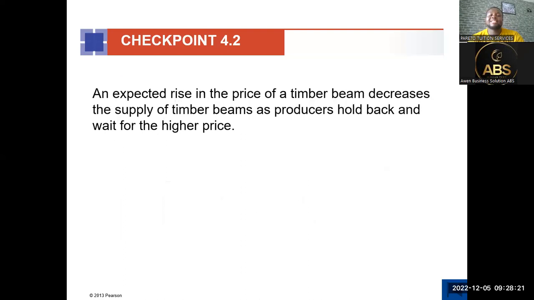Then there's an expected rise in the price of timber beams. Now, if you're a seller, you're expecting an increase in the price of it. You hoard. It's even possible you won't sell it at all. You're waiting for the increase in price so that you take advantage of that. So that's going to decrease your current supply. So whenever we expect an increase in price of our goods, we supply less now. So there's a decrease in supply.